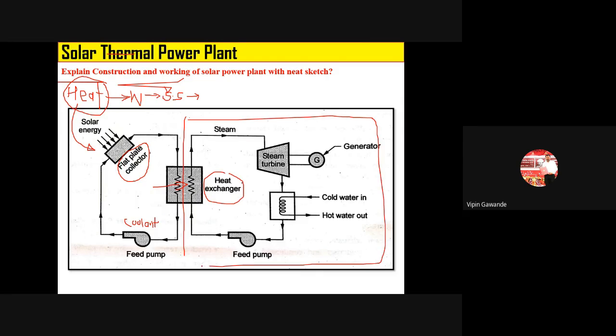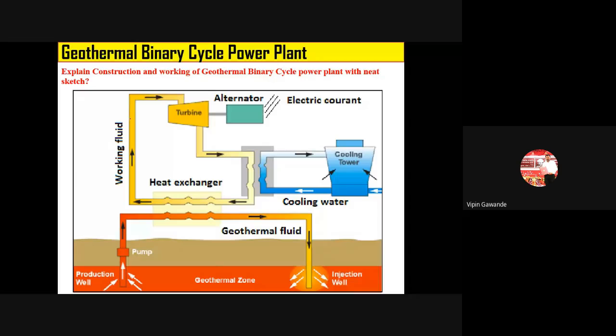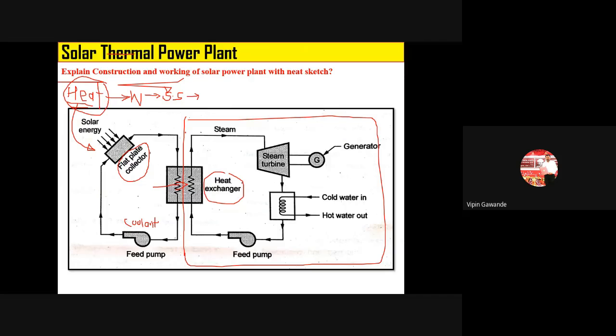So this concept you have to remember. This is a very simple concept. We have now discussed all three power plants which are using heat. Now today we'll discuss another type of power plant, called the geothermal binary cycle power plant. Geothermal means the energy, and again the thermal is there, so again we have to use the right hand side of our thermal power plant.